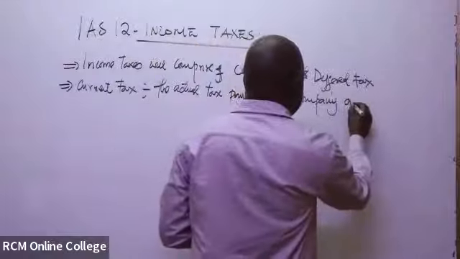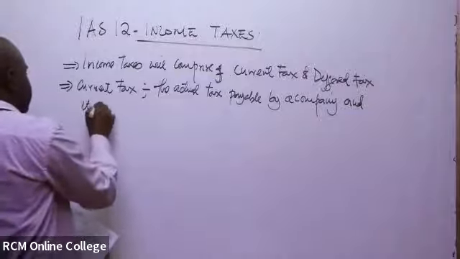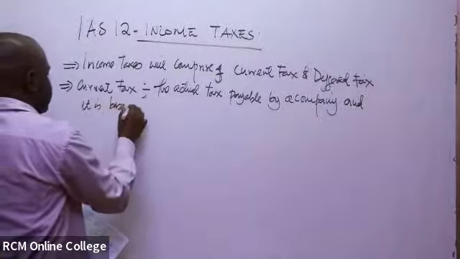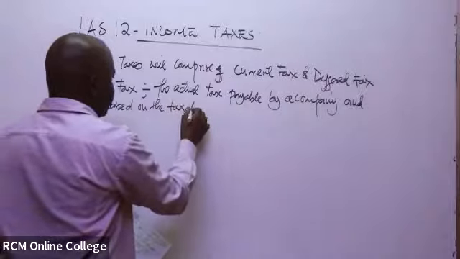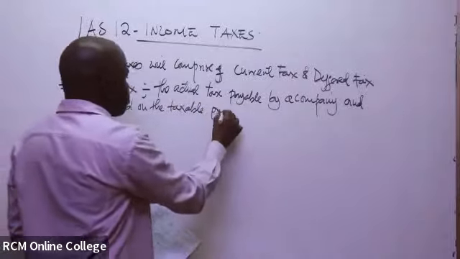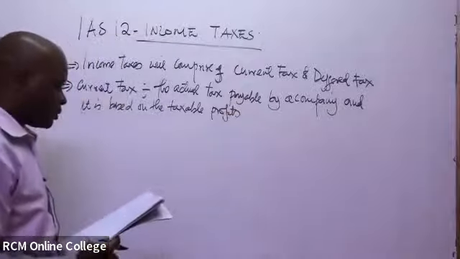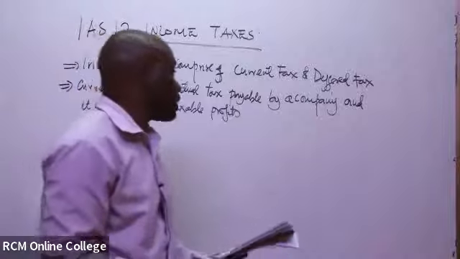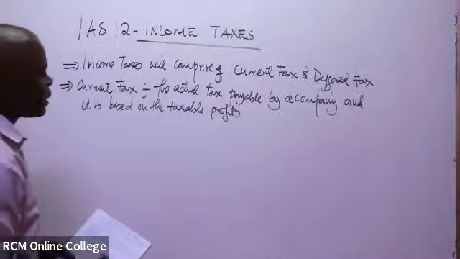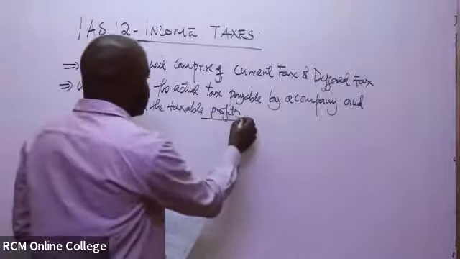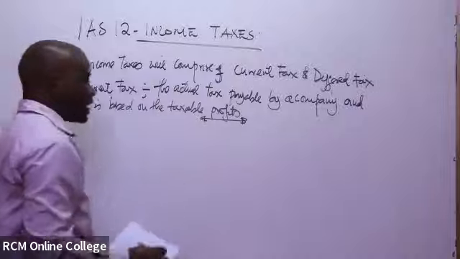And it is based on the taxable profits. It is actually based on the taxable profits. So when you talk about the taxable profits, these are simply profits that you've been able to determine. They are the ones that you'll end up having to tax.